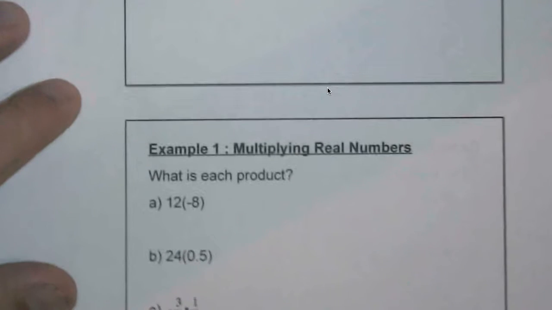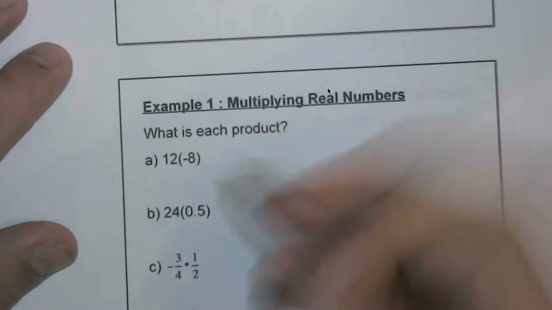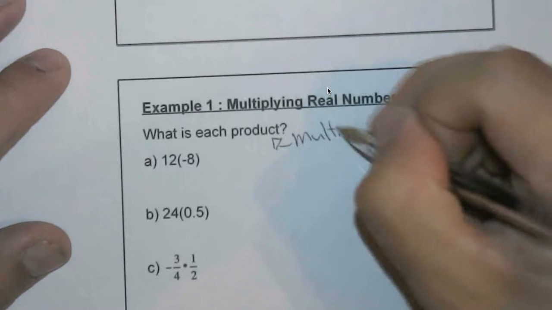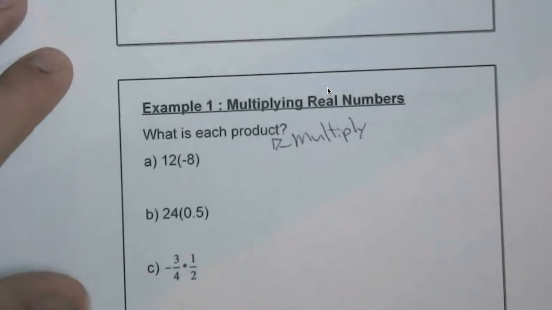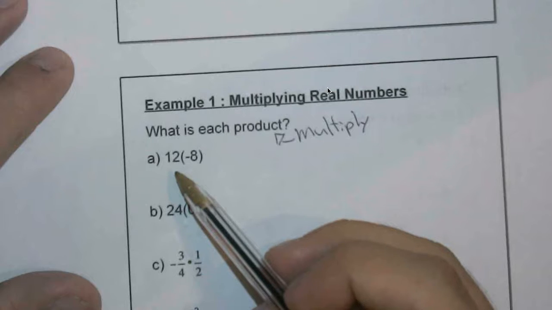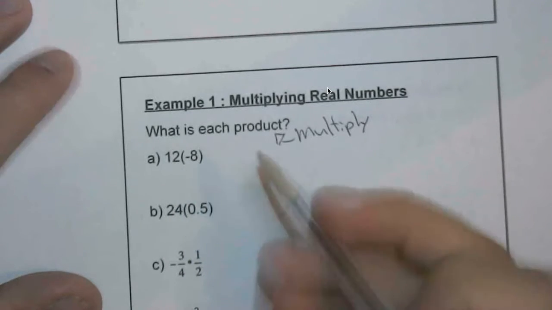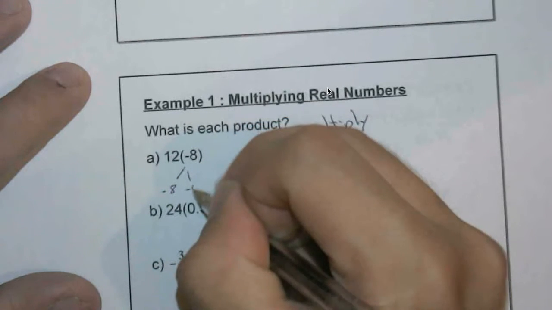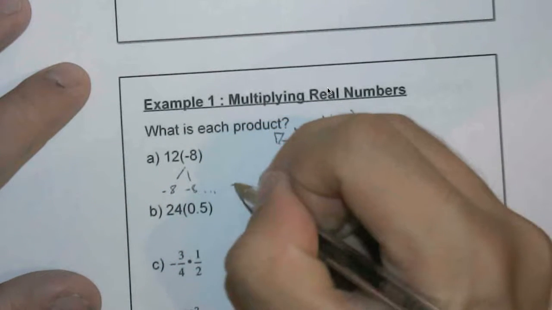So with this first example, we're looking at the product again, which is implying multiplying. You saw this in the first section, right? So if we multiply 12 with negative 8, we can think of this as 12 different versions of negative 8. So if we have negative 8, eventually creating 12 of these.